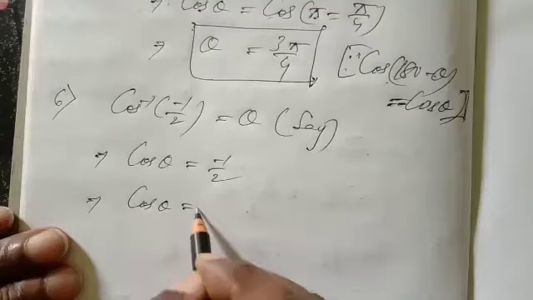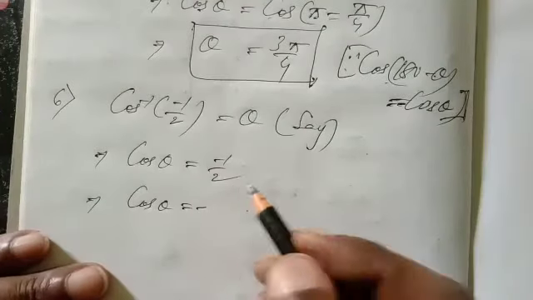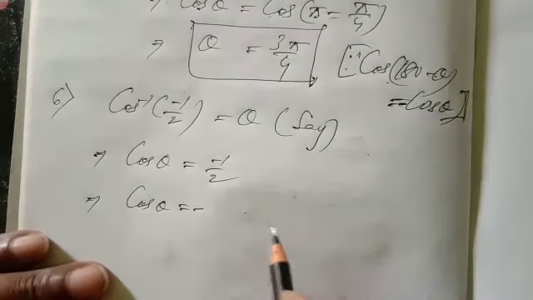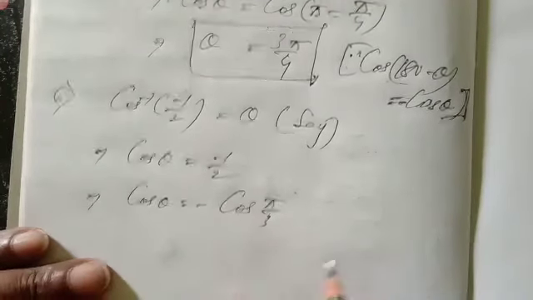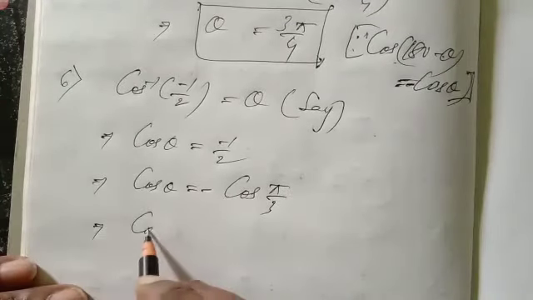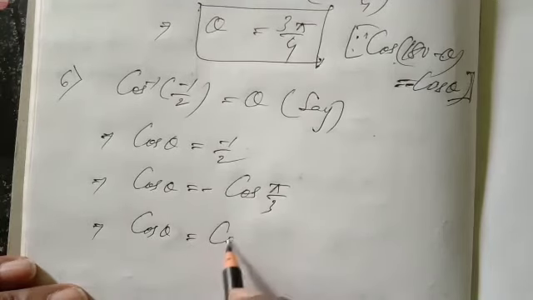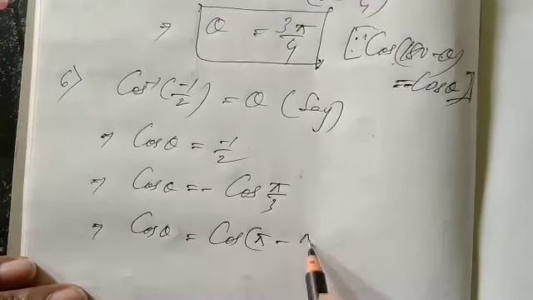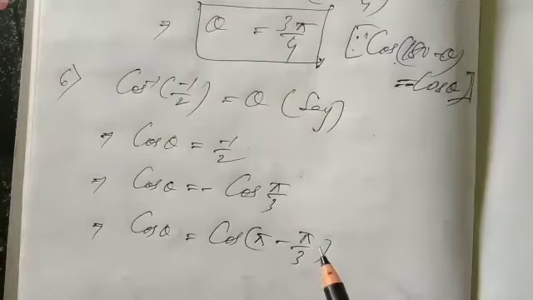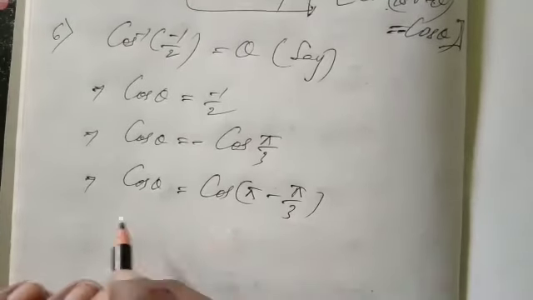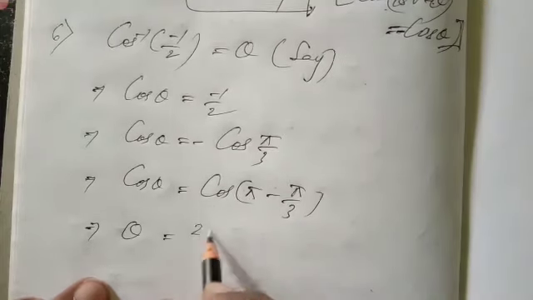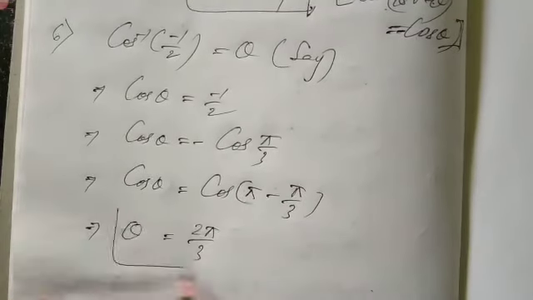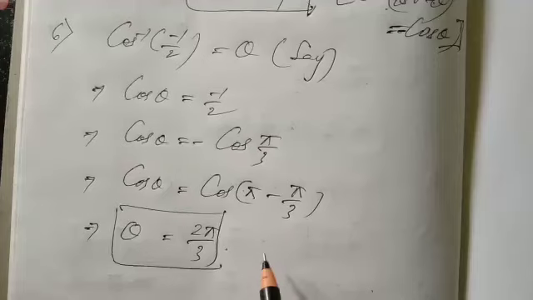Cos of what angle is 1 by 2? Cos 60 is 1 by 2, and 60 degrees means pi by 3. Now, cos theta is equal to cos of pi minus pi by 3. Comparing both sides, theta is equal to 3 pi minus pi over 3, that is 2 pi by 3. So what is the value of theta? Theta is equal to 2 pi by 3.